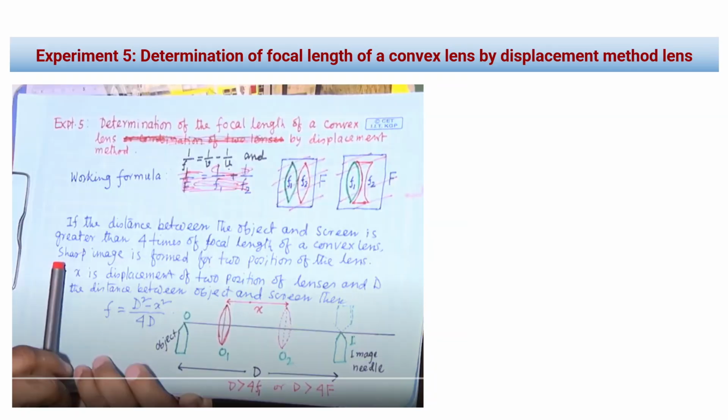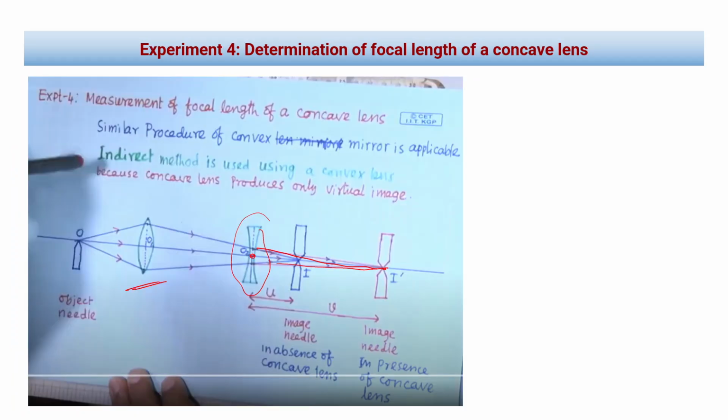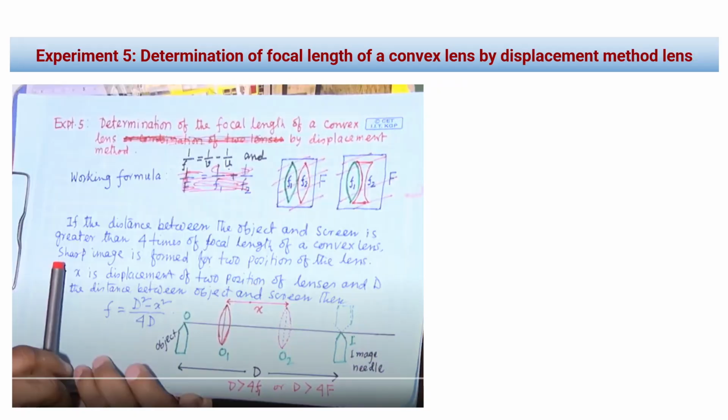Another experiment was the focal length of a convex lens by the displacement method. We had already understood how to determine the focal length of a convex lens, but there is another method which is called the displacement method.